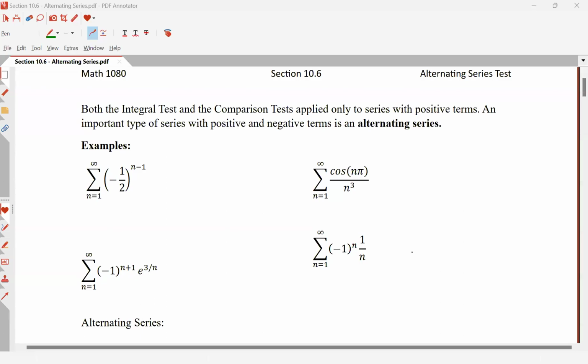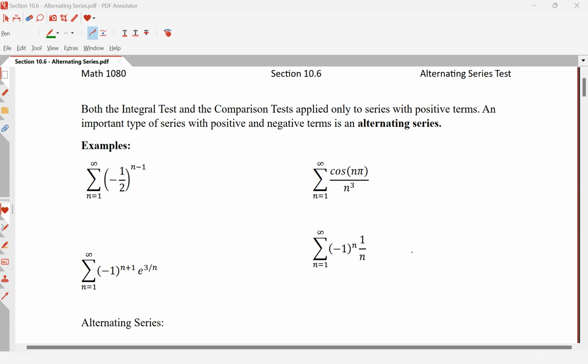Hello. In this section, we are talking about a certain series type that is known as an alternating series. In the past two sections, we had the integral test and the comparison test. For both of those, one of the very first things we had to check was, are the terms positive? For the integral test, we needed to check if the related function was positive. And for the comparison test, we needed to check that the sequence had positive terms before we could apply those tests.